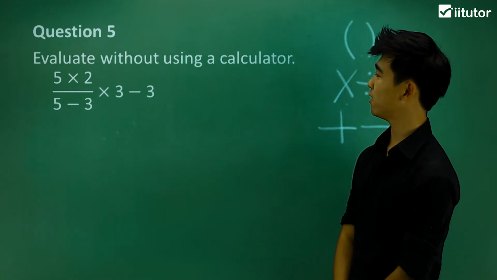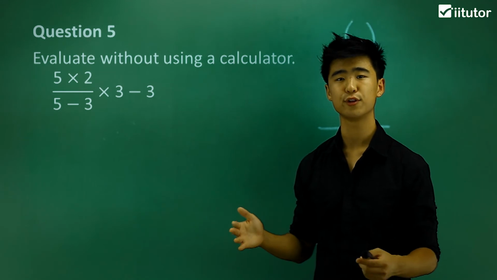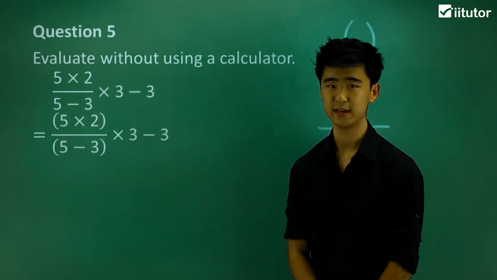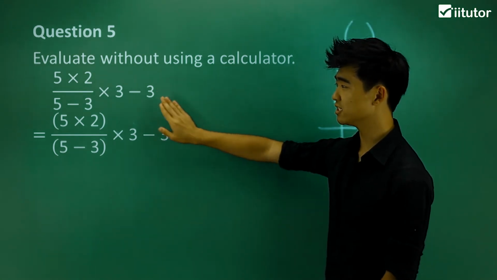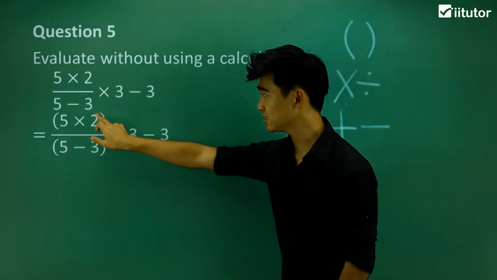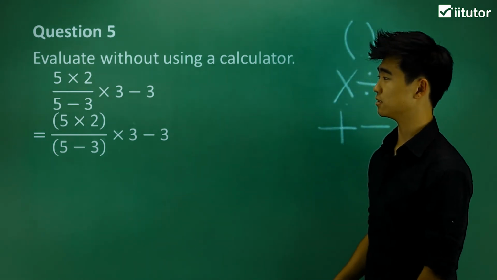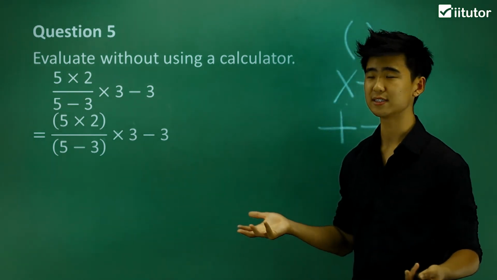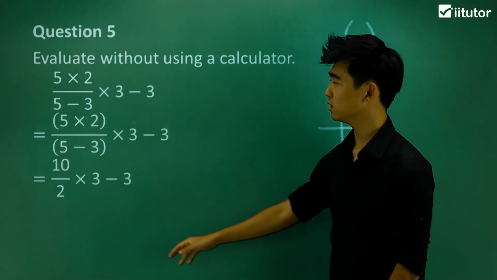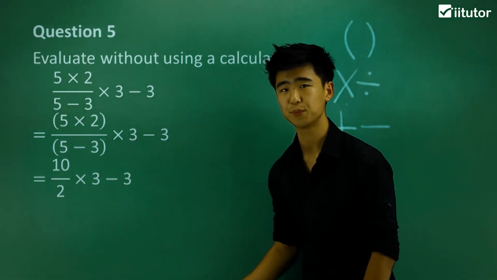Now, question number 5, we have fractions now, okay? And one little thing that we have to know about fractions is that there are little secret brackets in there, okay? So we can rewrite the question probably better if we write it like this, okay? Just keep in mind, when we have fractions like this, they all have brackets outside of those numbers, okay? From here, obviously, we're going to do our brackets first, right? So let's just do it. So 5 times 2 will give me 10, and 5 minus 3 will give me 2.